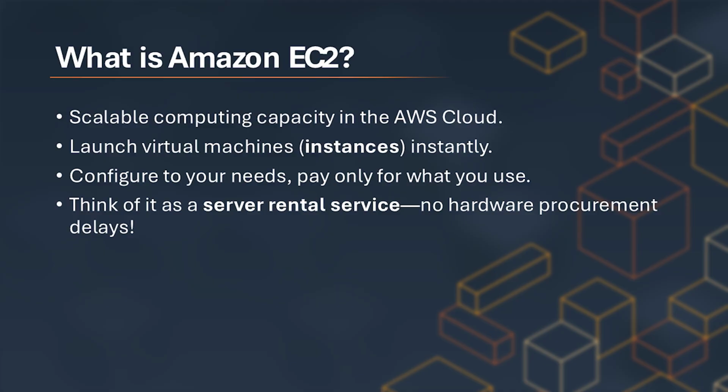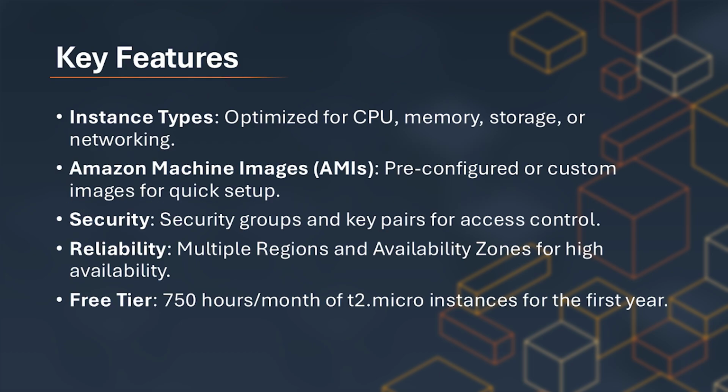Think of EC2 as your personal server rental service, no more waiting for hardware procurement. Key features of EC2 include a broad selection of instance types optimized for CPU, memory, storage, and networking, flexibility via hundreds of pre-configured Amazon machine images and custom AMIs, built-in security with security groups and key pairs, and reliability across multiple regions and availability zones.